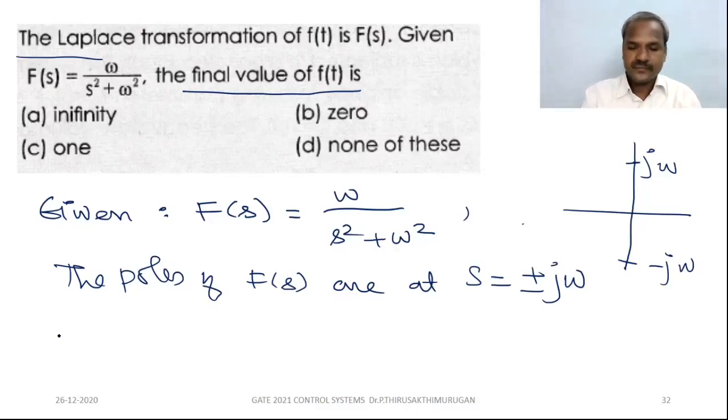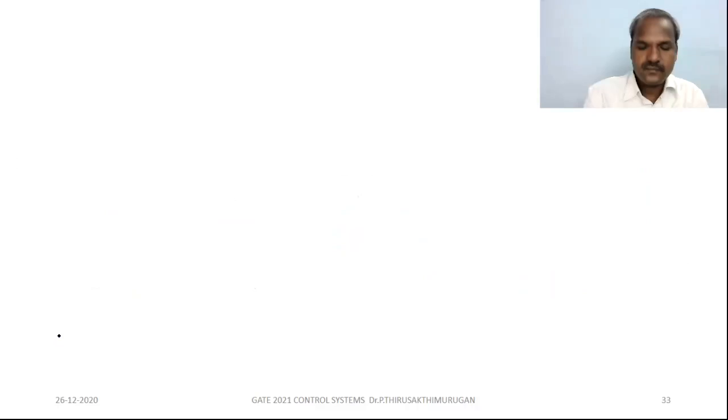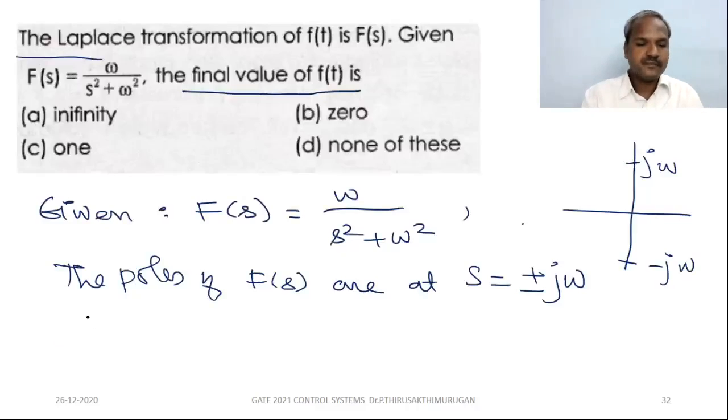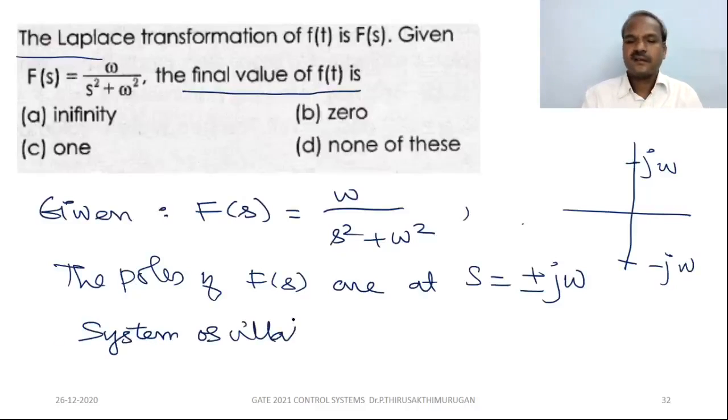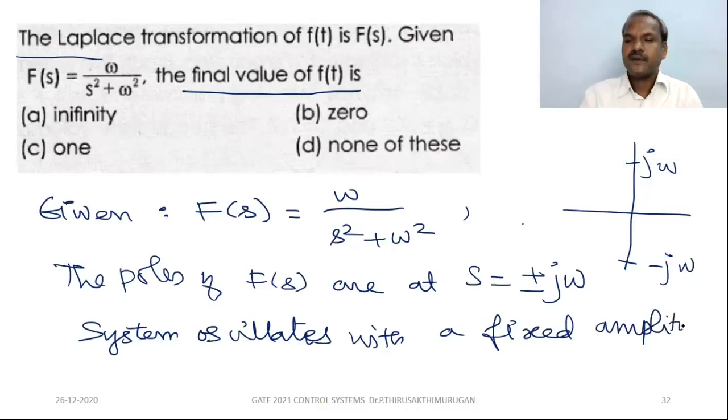So the system oscillates with a fixed amplitude of frequency omega radian per second.